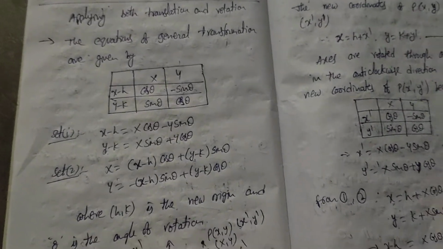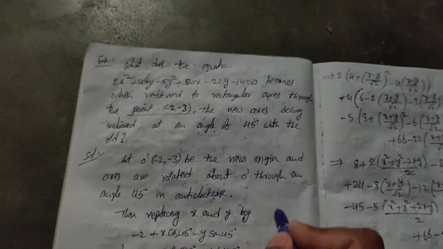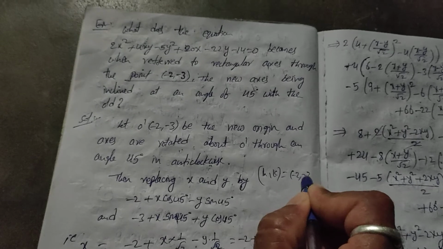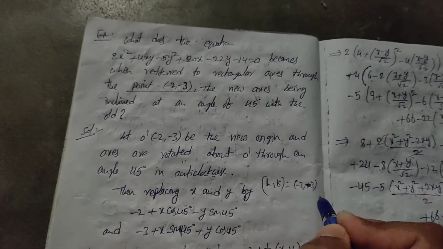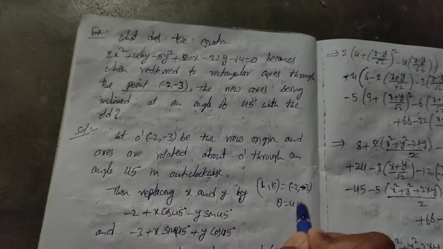So here, h plus x cos theta minus y sin theta. Here (h, k) is equal to (-2, -3). Sorry, (-2, -3). So theta is equal to 45 degrees, they've given.